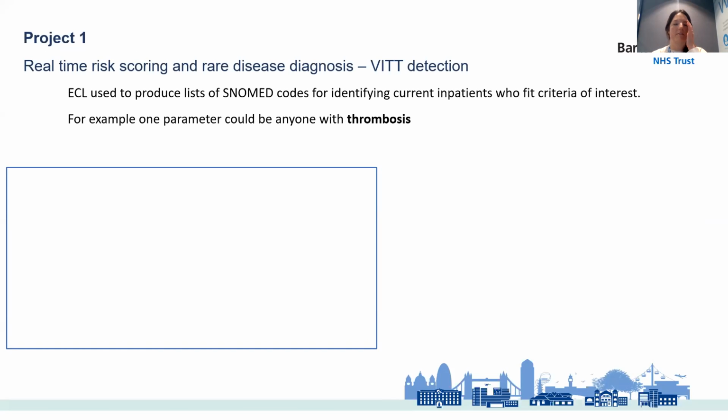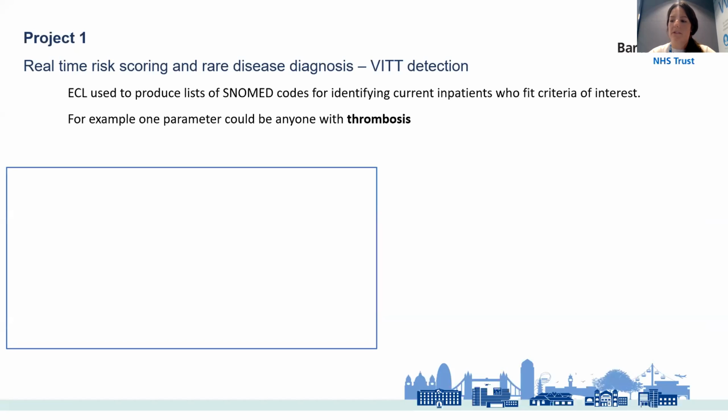The first project I wanted to run you through was about real-time risk scoring and rare disease diagnosis. And the use case here is about VITT. So this is a really rare thrombotic condition, which was associated with some of the COVID vaccinations. You might have heard about it in the news.